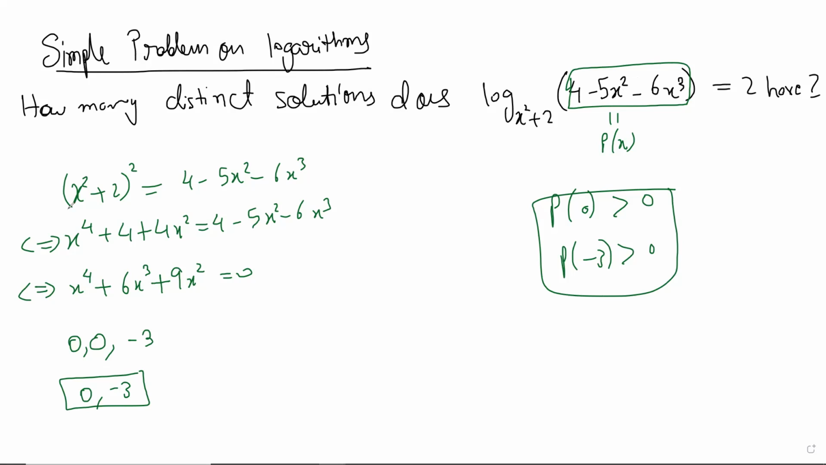Obviously -3 will make this 0, so -3 will make this true, and so it will make this true. So what can we say? Actually we can say that we need not check anything here. I would say wrong.